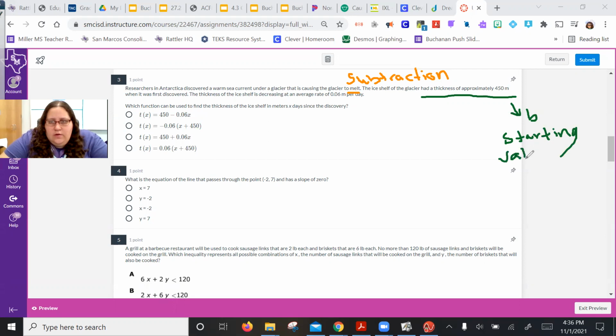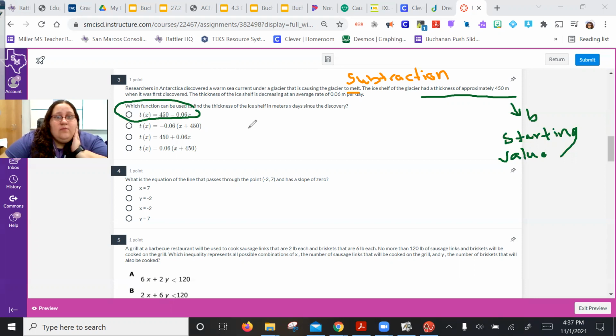Okay, so we know two things now. We know our starting value is 450, and we're going to be doing subtraction because it's melting. So at that point, I already know my answer. Reason being, plus, plus, plus, this one's the only one that has subtraction. If you're not sure and you want to make one last check, we're going to go ahead and finish reading.